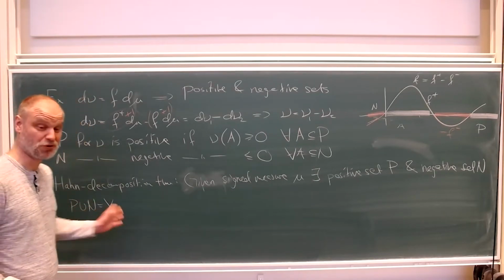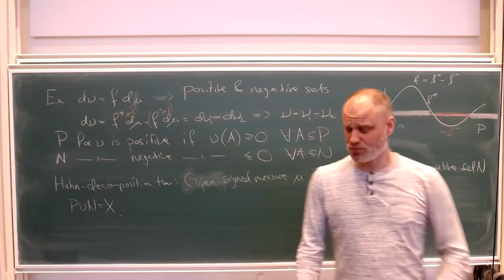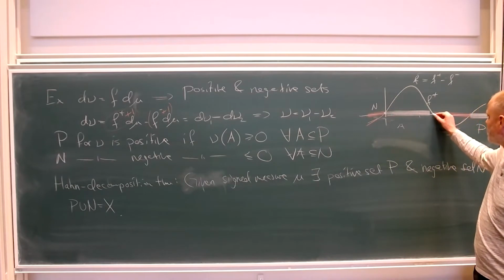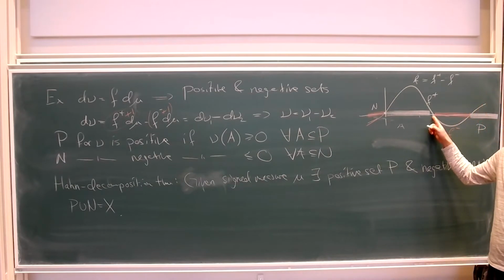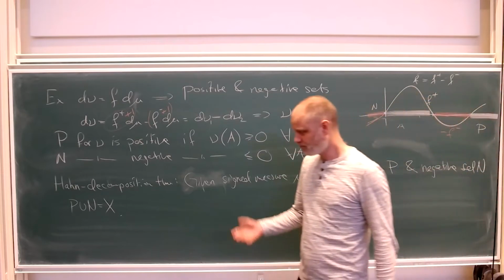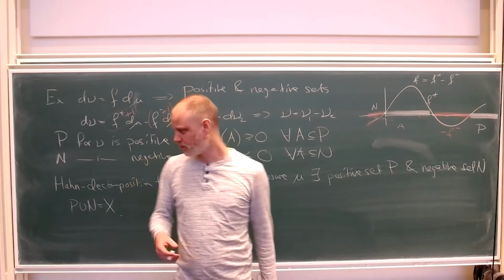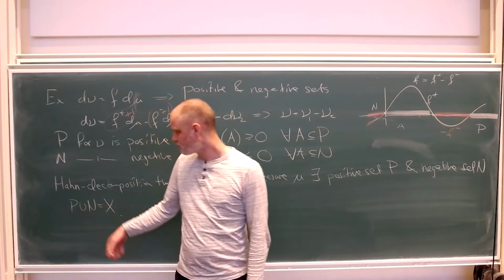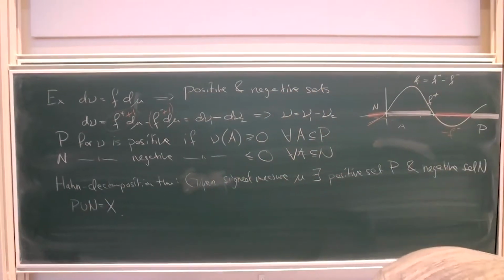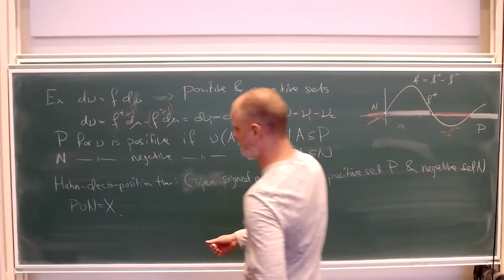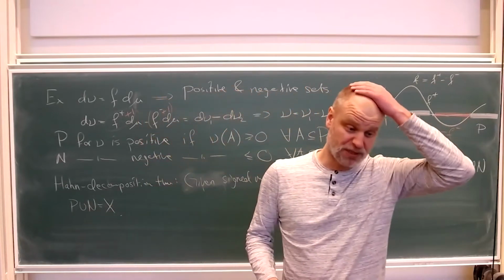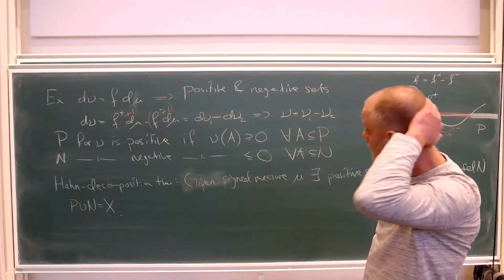They're not really unique. We see that here: the function is 0 here, and here as well. I can either throw it in the positive set or the negative set, it really doesn't matter. But they are essentially unique. If you have two different Hahn decompositions, then the positive sets differ only by a set of measure 0, and same with the negative ones. I thought that was part of the statement, but it's probably some exercise.